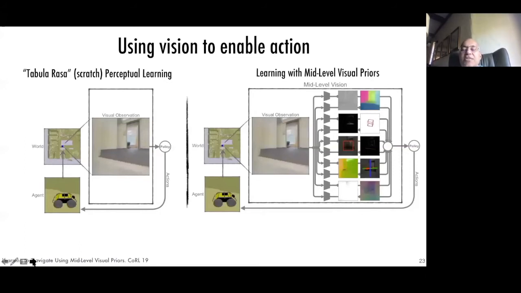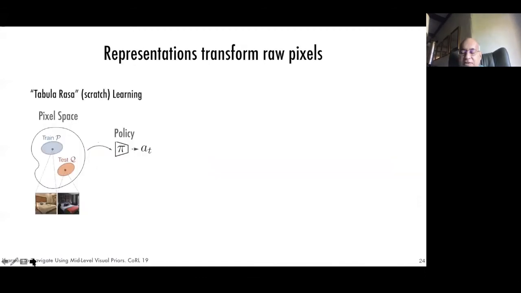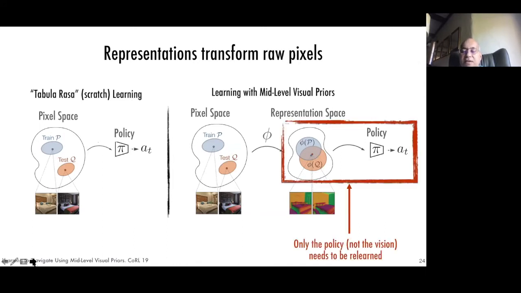So let's build the action representations on top of those. And we will claim that this will give us various benefits. To state this more abstractly, we can train from a pixel space a policy pi, or we get to this representation space phi, and then we train the policy there. And the hope is that training a policy in this representation space should be nicer in some way. It should have better generalization, lower sample complexity, etc. So let's see if that works. Only the policy, not the vision part, needs to be relearned.